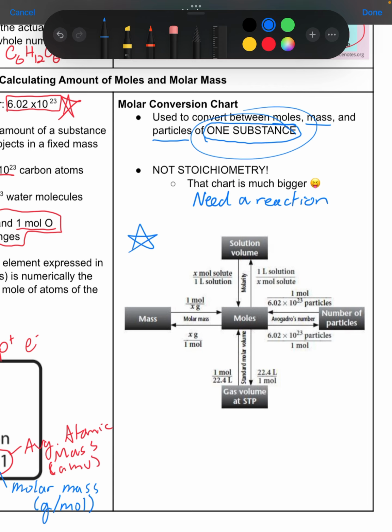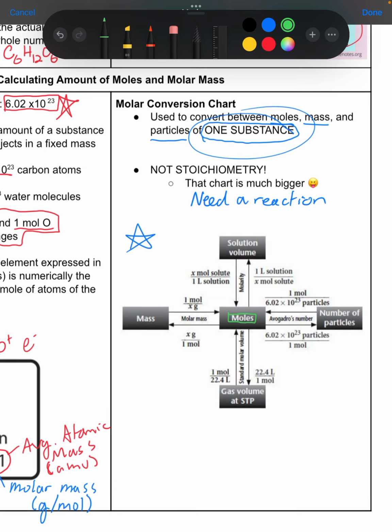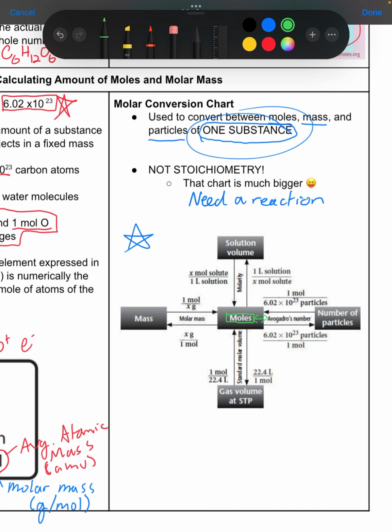Now, it looks a little bit complex, so let's walk our way through it a little bit. We have moles in the center, and from there, we can convert to a lot of different things. If I want to go between moles and particles, I'm going to use Avogadro's number. I'm either going to be dividing or multiplying to get back and forth between moles and particles, because we know that 1 mole is 6.02 times 10 to the 23rd things. Again, could be atoms, particles, molecules, textbooks, literally whatever. But if you have 1 mole, it's going to be that many.